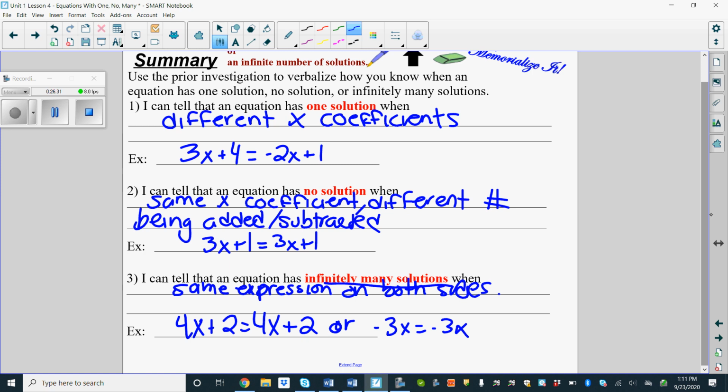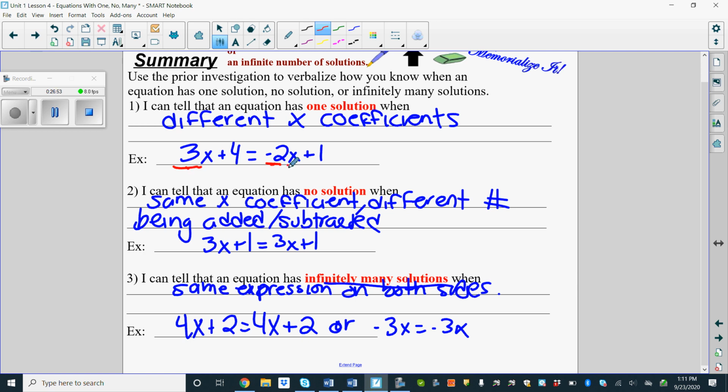I can tell that an equation has one solution when you have different x coefficients. So if you wrote that or something to the point of your x's have different numbers, you are correct. And my example is 3x plus 4 is negative 2x plus 1. As long as you have different x values, that's all that matters for one solution.